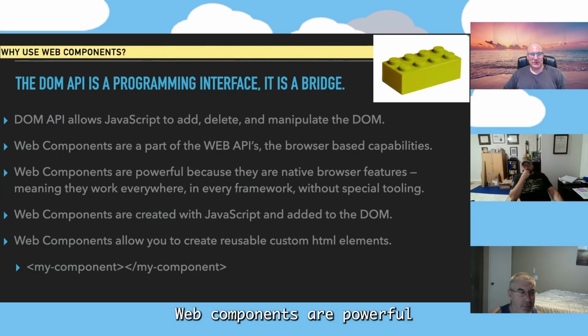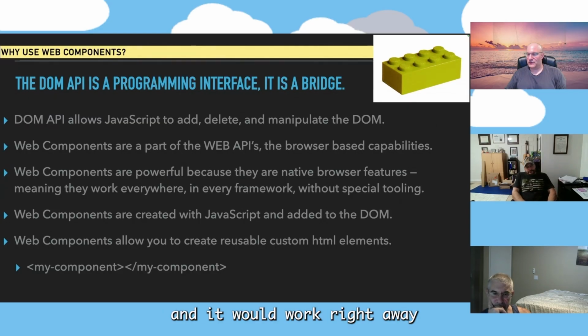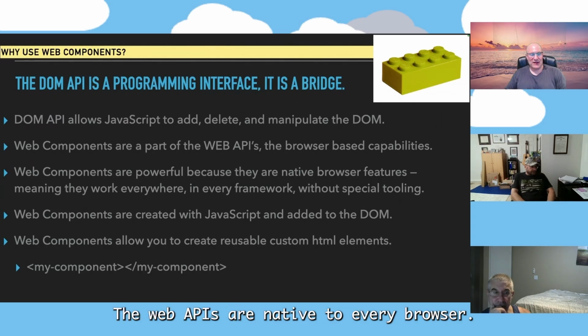Web components are powerful because they are a native browser feature, meaning they work everywhere in every framework without special tooling. So you could make a web component and put it in a React project, which is a very popular framework for the web front end for user interfaces. There's other ones that other companies use. There's a lot of frameworks. They could be used anywhere and it wouldn't affect anything and it would work right away because it's native to the browser. The web APIs are native to every browser.